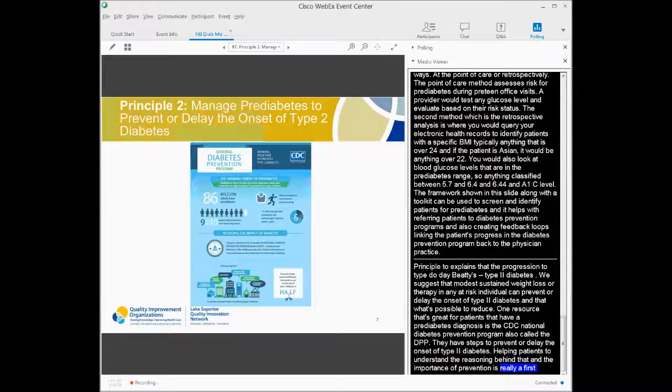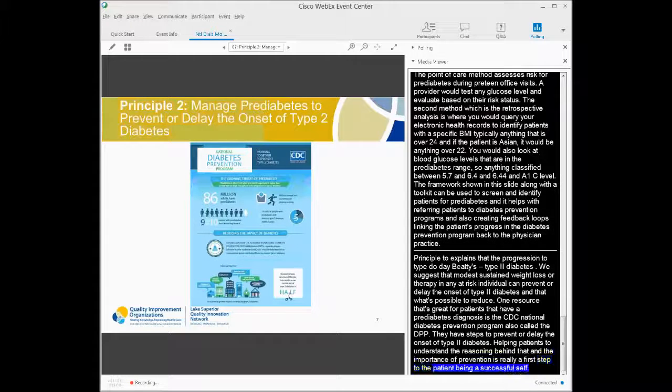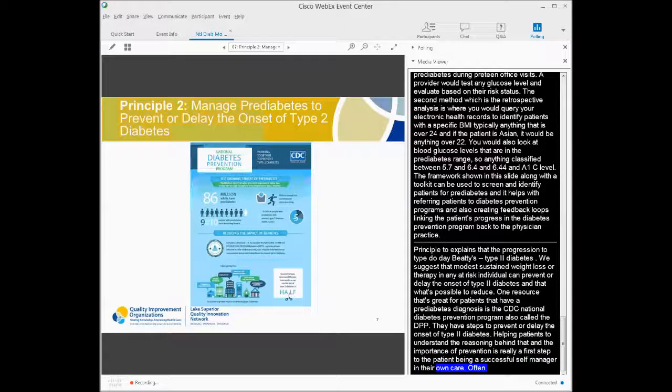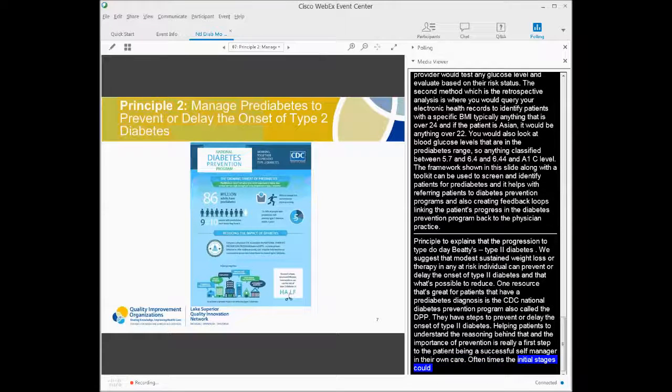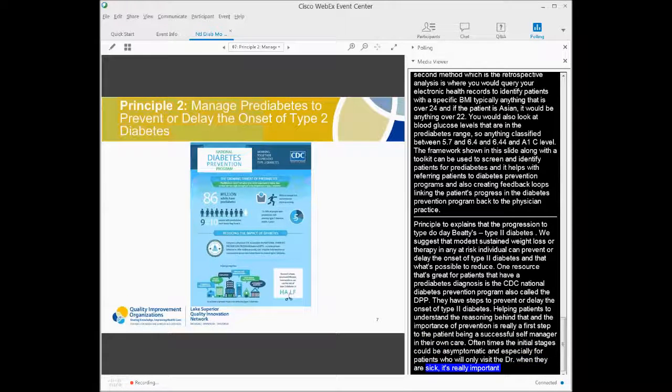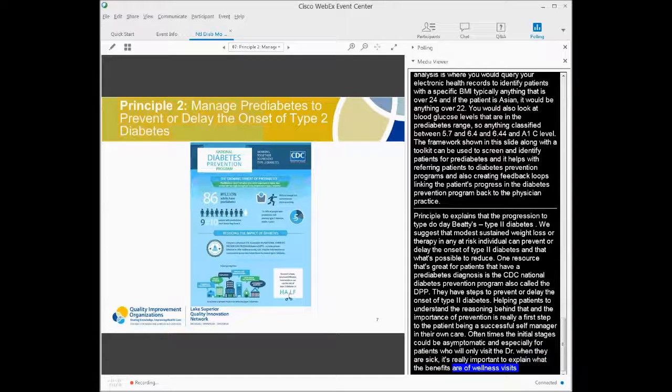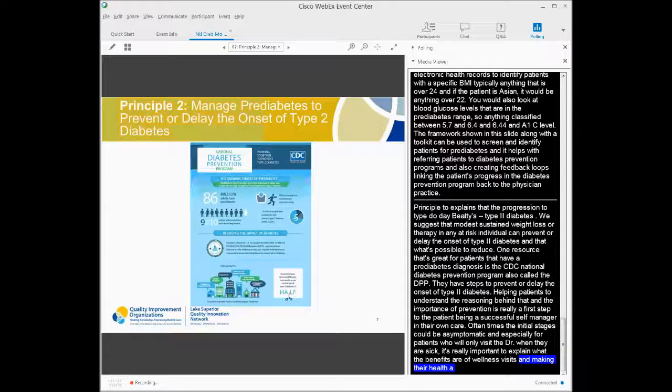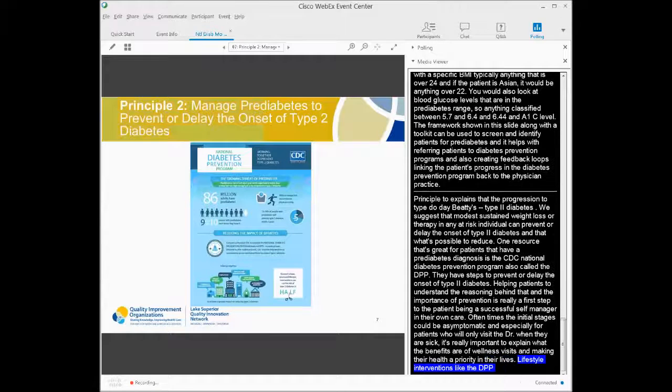So oftentimes, the initial stages could be asymptomatic. And especially for patients who will only visit the doctor when they're sick, it's really important to explain what the benefits are of wellness visits and making their health a priority in their life. So lifestyle interventions like the DPP program that's shown on this slide can really cut a patient's risk for type 2 diabetes in half.